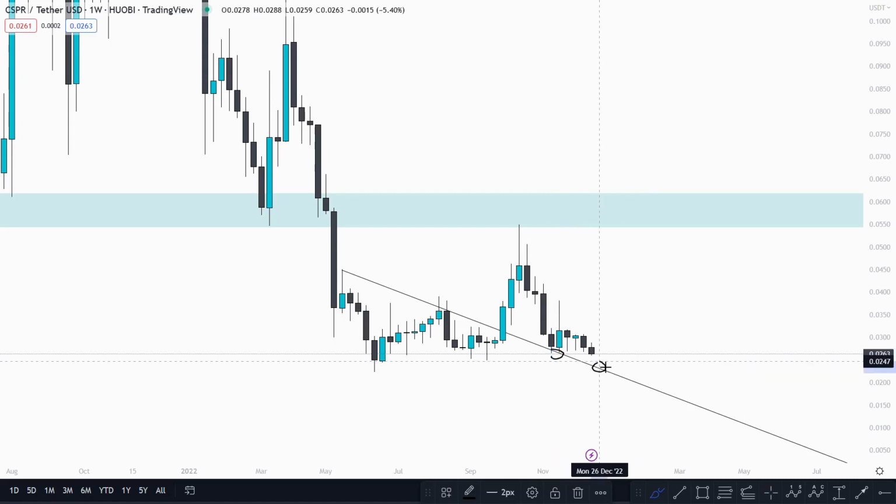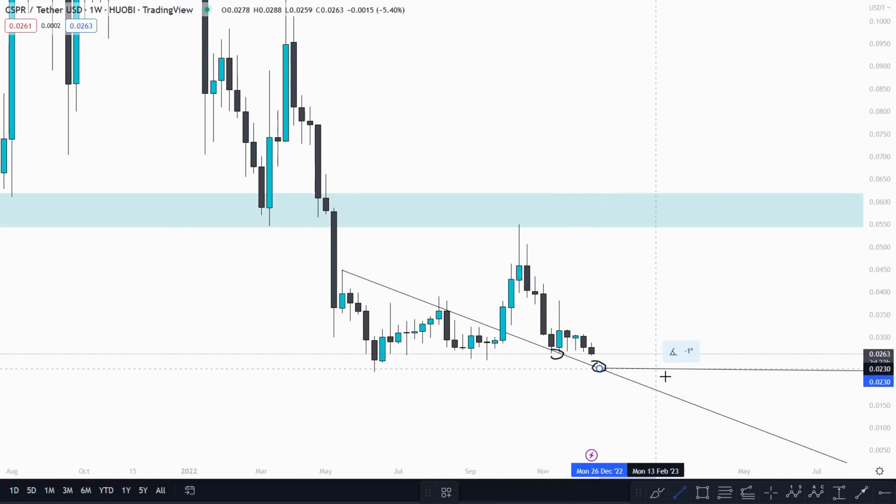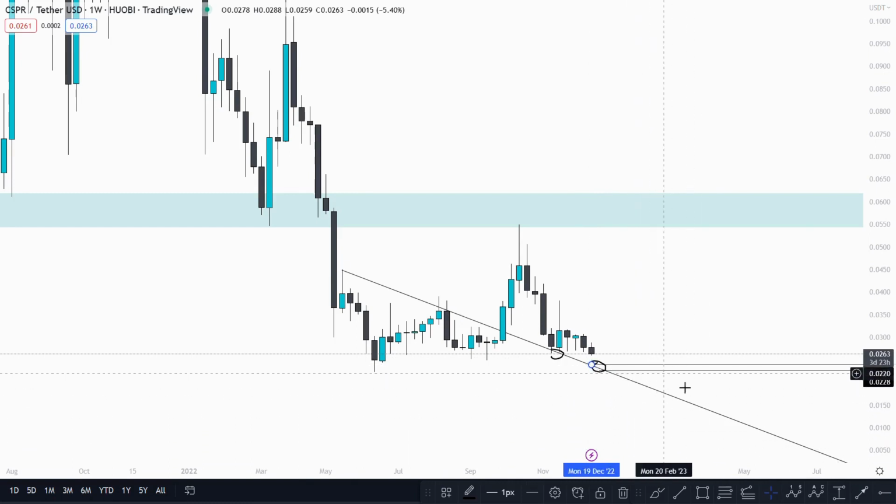If we anticipate a bit of a retrace back down to this level on this trend line, let's say in the next couple of weeks, in December or so, that would coincide with around 2 cents, 2.2 cents for Casper. Let's say it happens this week, that would be around 2.3 cents, something around those levels. These levels for Casper are what I'm really looking for.